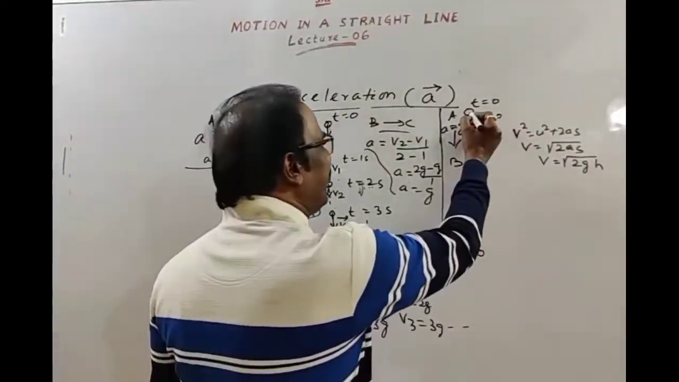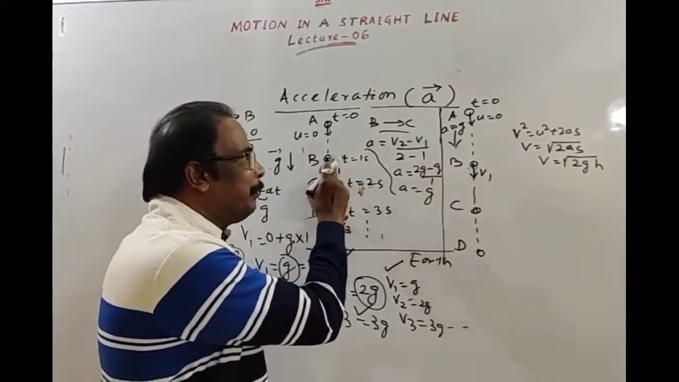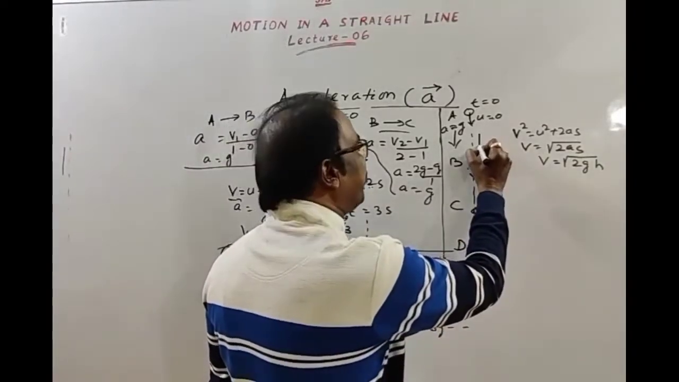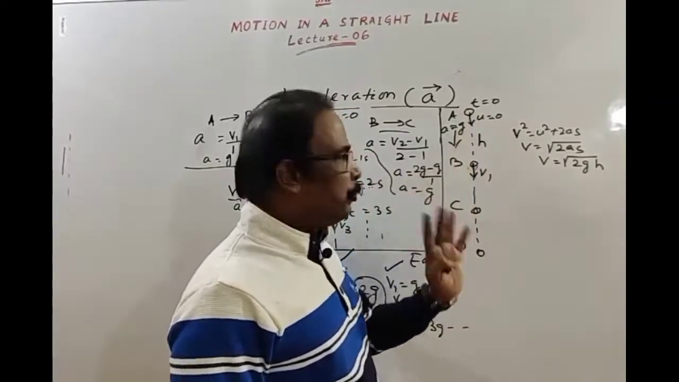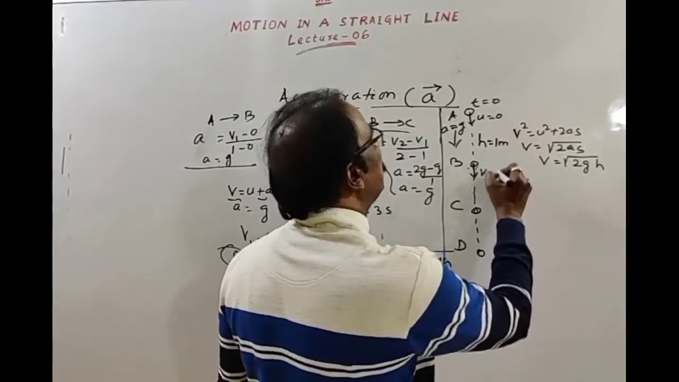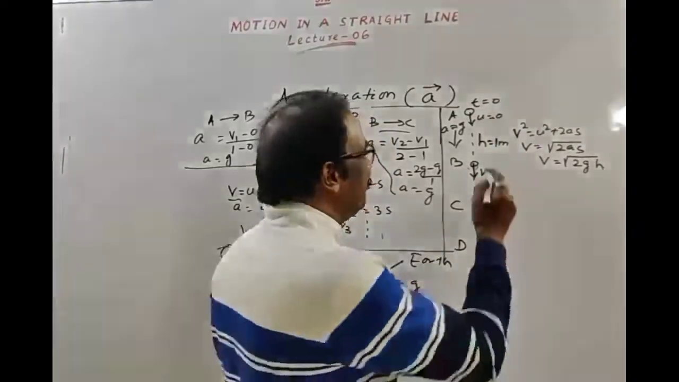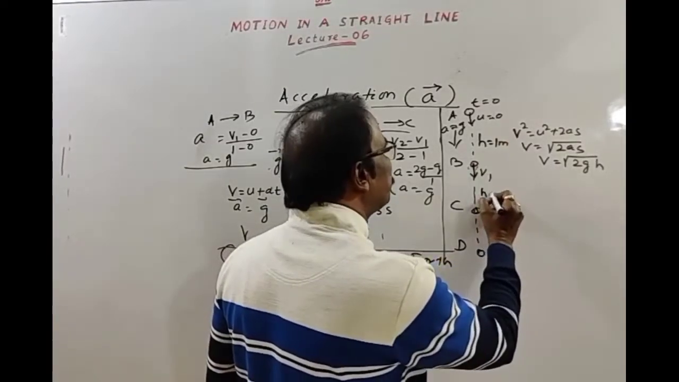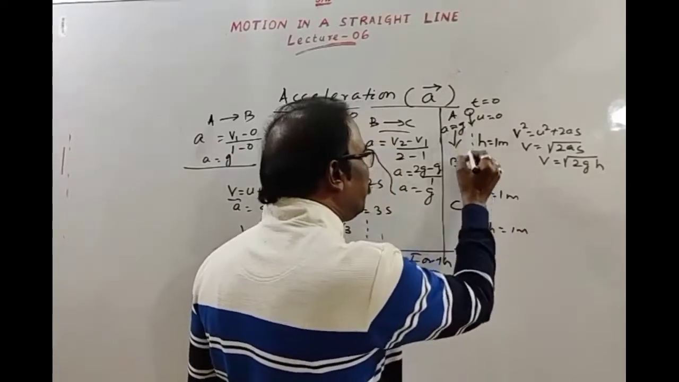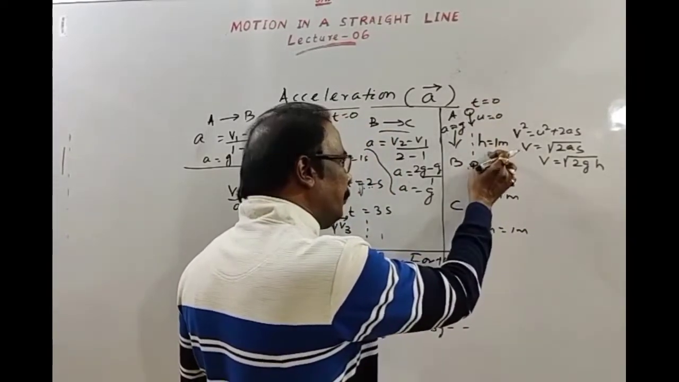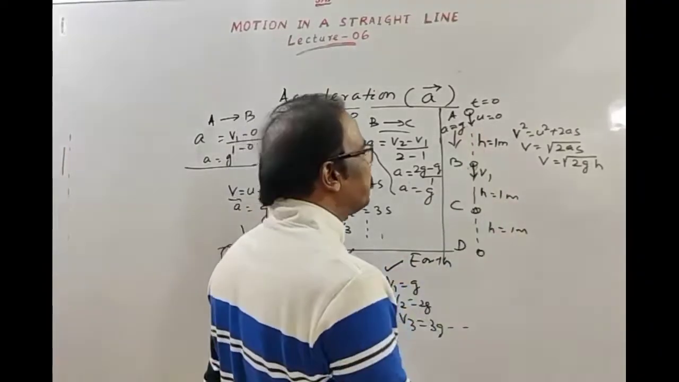When the body reaches position B, let its velocity be v1 as we have taken before. Here let the height be h. From A to B, the displacement is h. So if you take h equal to 1 meter for each equal displacement, here h is 1 meter, here also displacement h is 1 meter, here also 1 meter. From A to B, vertical displacement 1 meter, from B to C, vertical displacement 1 meter, again from C to D, vertical displacement is 1 meter.